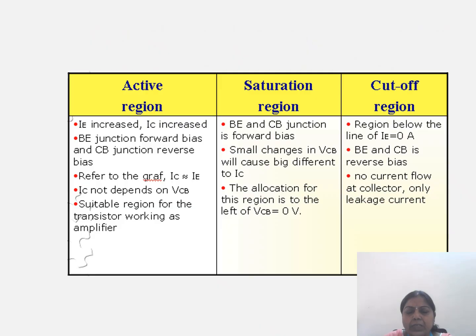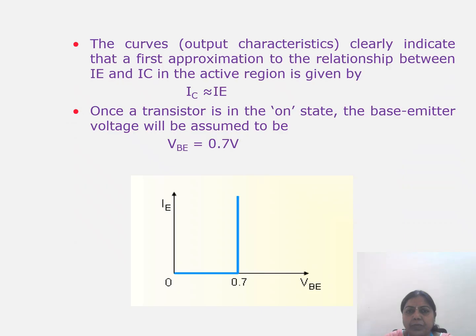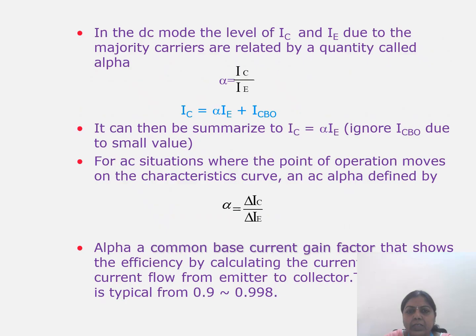So this is a comparison of the three regions based on the biasing. Active region: the two junctions in the transistor, emitter-base and collector-base, one is forward and the other is reverse. Saturation region: both the junctions are forward biased, whereas in a cutoff region, both the junctions are reverse biased, so it acts as an open switch. So this is like ideal characteristics.